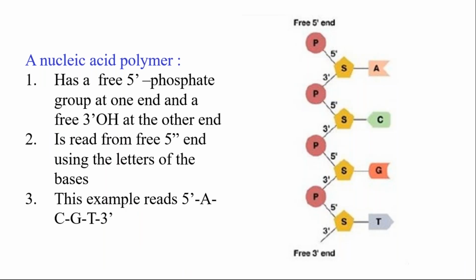So a nucleic acid polymer has got a free 5' phosphate group at one end and a free 3' hydroxyl group at the other end. And it is read from one end to the other. So we read this as ACGT.